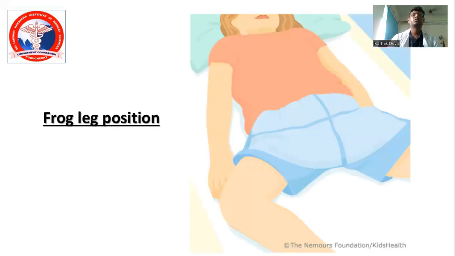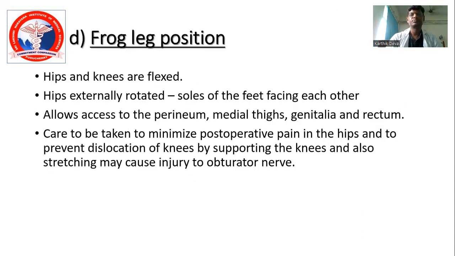The last one we are going to see in dorsal decubitus position is the frog leg position. The picture depicts the frog leg position. Here the hips and knees are flexed. Hips are externally rotated, with the soles of the patient facing each other. This allows access to the perineum, medial thighs, genitalia, and rectum.